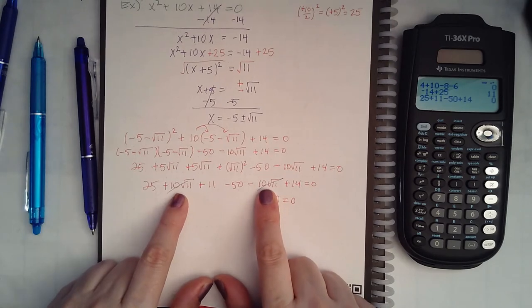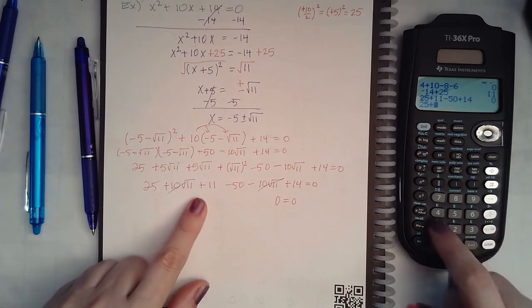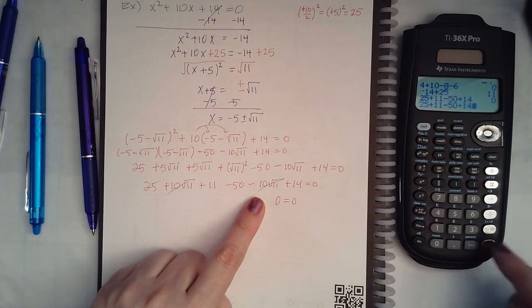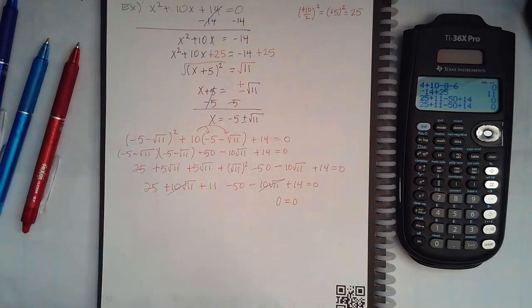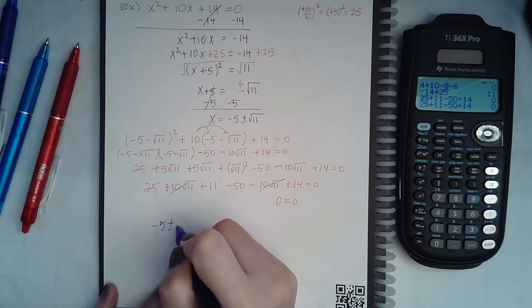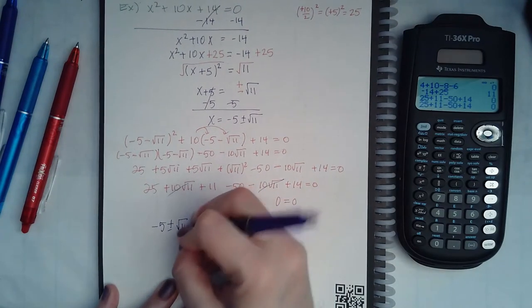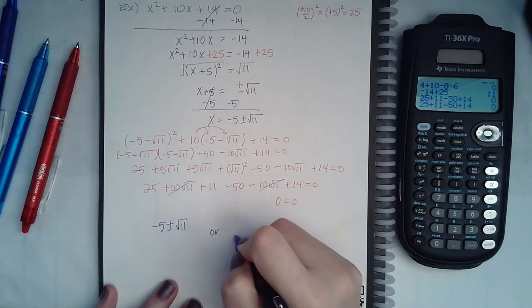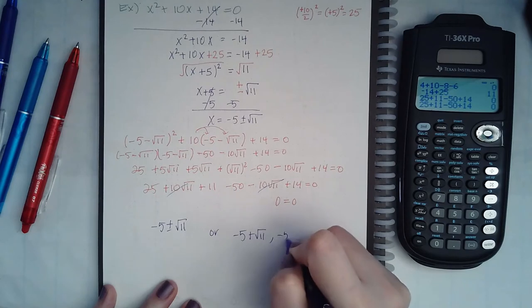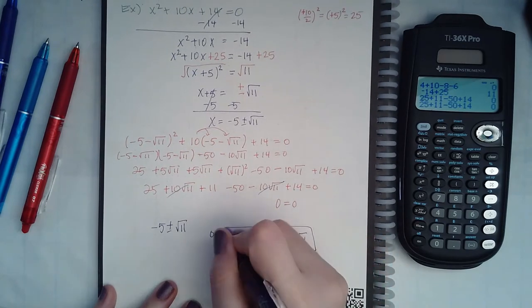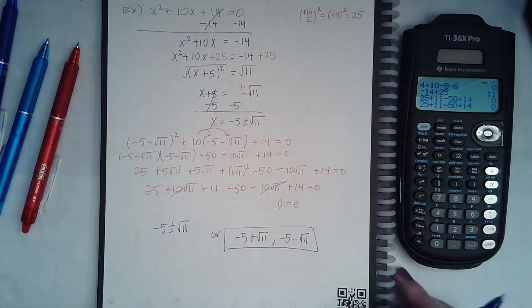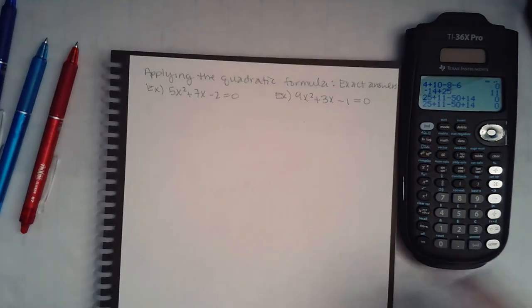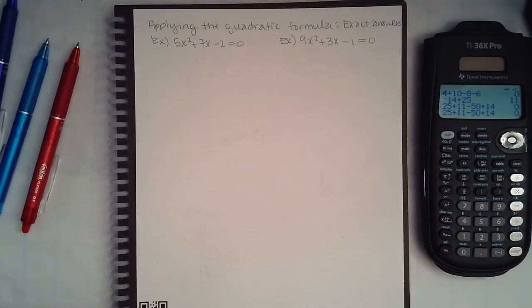This term still cancels. And I still end up with 25 plus 11 minus 50 plus 14, which, as before, is still equivalent to 0. So both answers check out, which means my solution can be written as this, or expanded to this. Okay? Either one of these versions is okay. Just see if Alex actually has a plus or minus button so that you can type that in a little bit quicker.